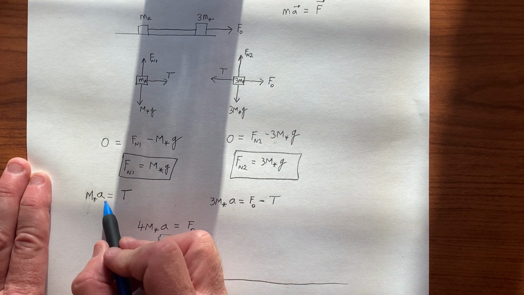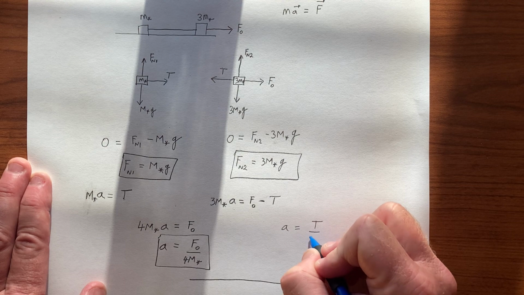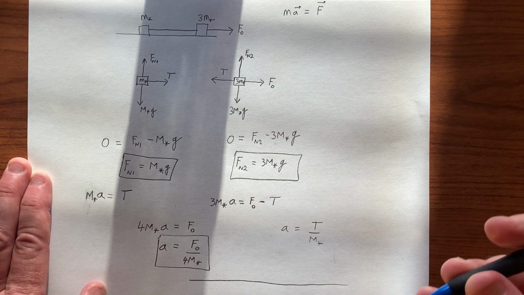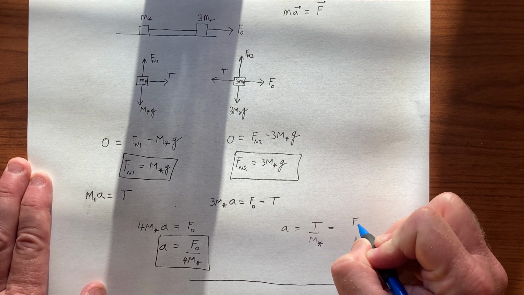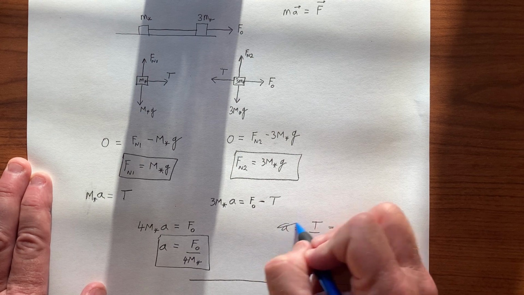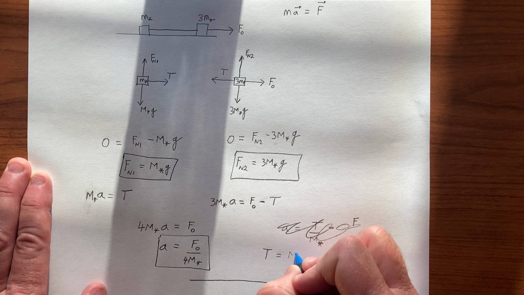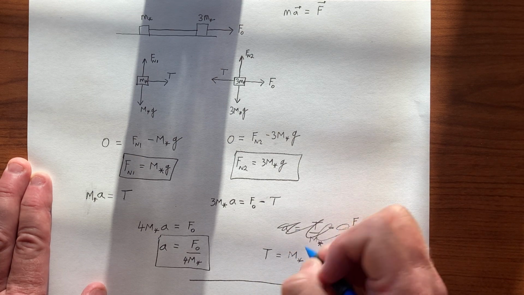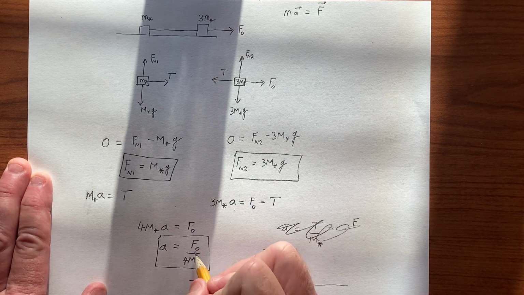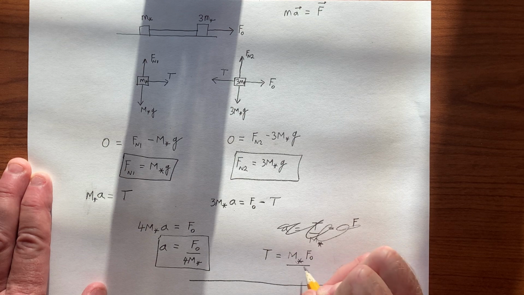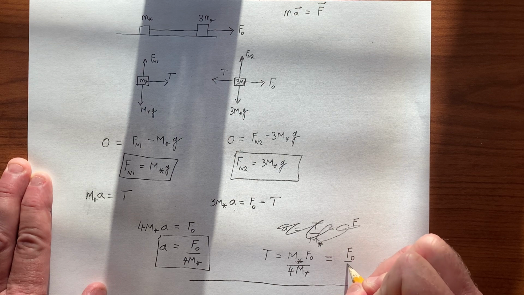And so we know what the acceleration of the system is, and of course now we can plug it in to get the tension. Sorry, what am I doing here? I got the acceleration, I want the tension. The tension is m star times A, and so my pencil is no good. So it's m star times this, which is F naught over 4 m star, which is F naught over 4.